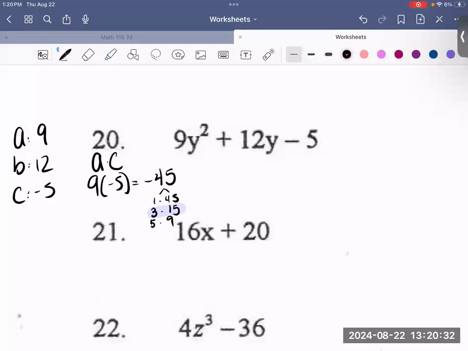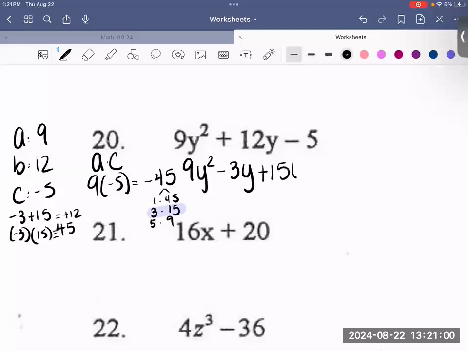Where do I want to write that? So 3 and 15, as long as you have a positive 15 and a -3, when you multiply them back together, they get to be 45 or a -45. So we are rewriting your middle term of 12y to be -3y plus 15y minus 5. Again, order doesn't matter. You're just rewriting these in its terms. You have 4 terms, so factor by grouping.